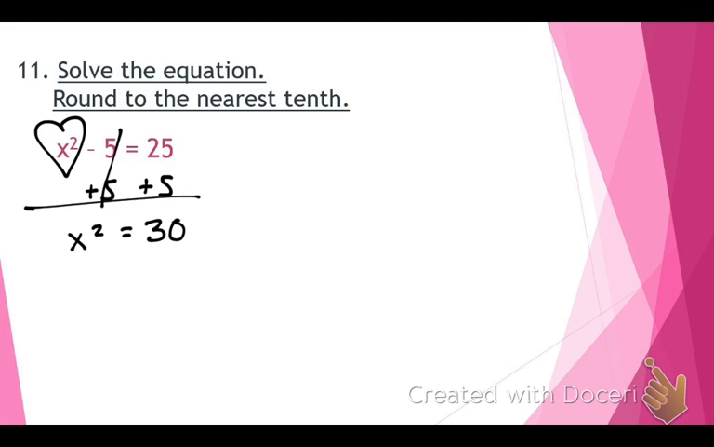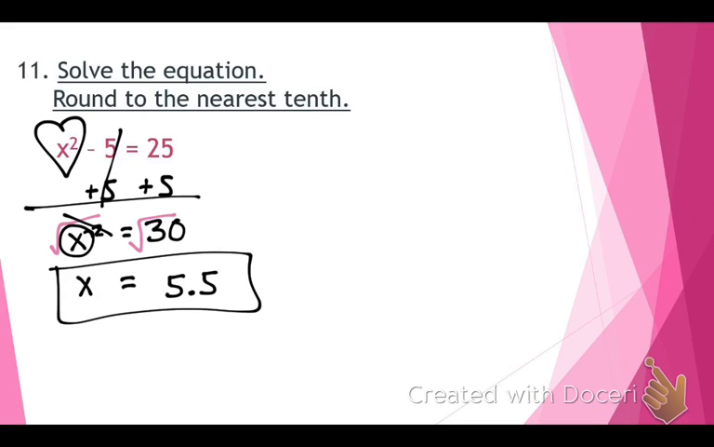30. Jakari, how do I get rid of that square? Square root. You got to square root both sides. If you remember, the square root and the square cancels out. You're left just with the x. What is the square root of 30? 5.5. Okay, this is what tons of people said their correct answer is.